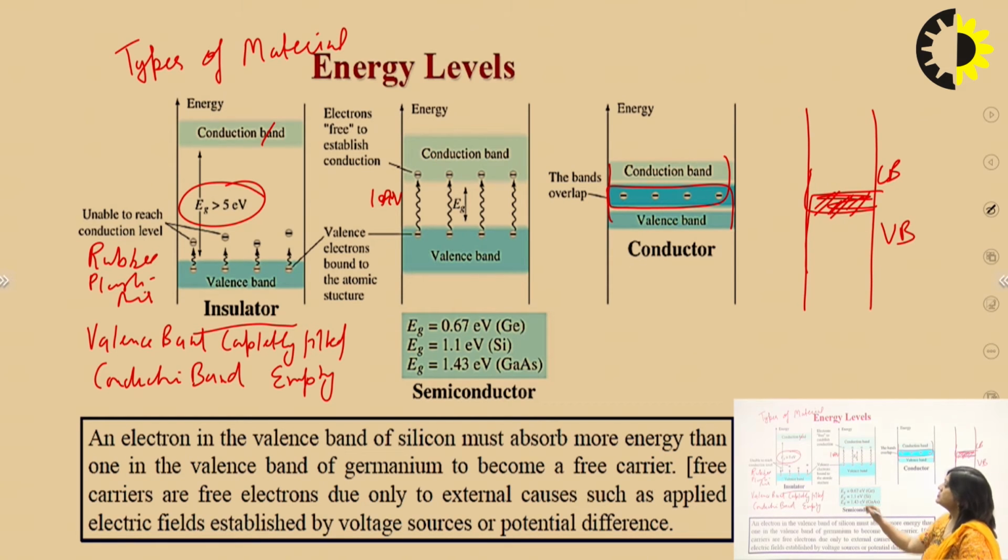And at absolute zero, the property of the semiconductor is that it behaves as an insulator. That's why at absolute zero, the valence band is completely filled and the conduction band is empty. And if we increase the temperature, like at room temperature, the conduction band and valence band are partially filled.